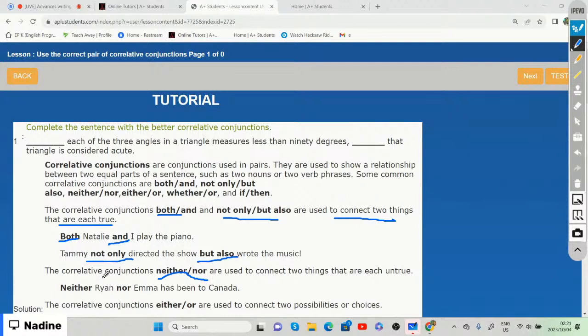For example, neither Ryan nor Emma has been to Canada. So if they say they've been there, then it's basically untrue. That is why we say neither one of them, neither Ryan nor Emma, has been to Canada.